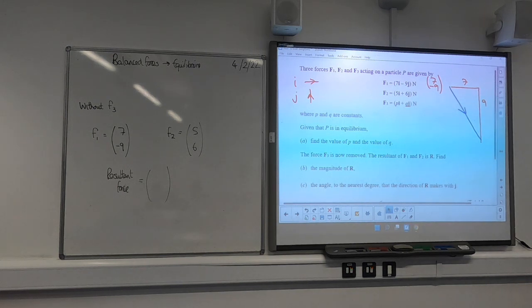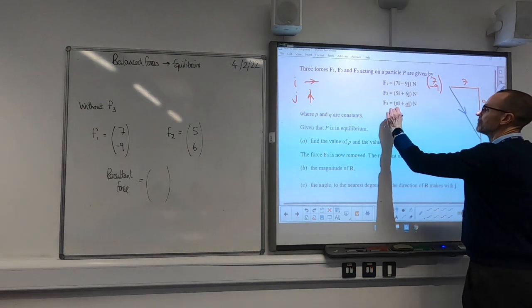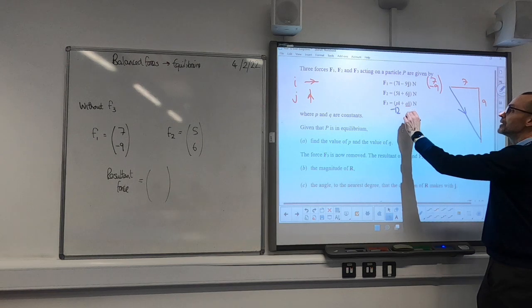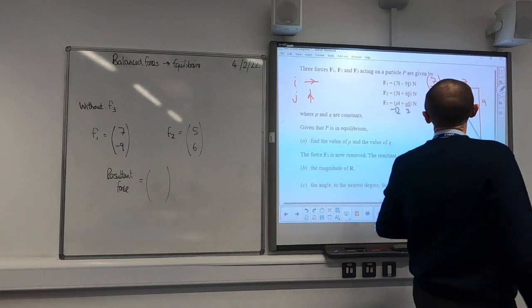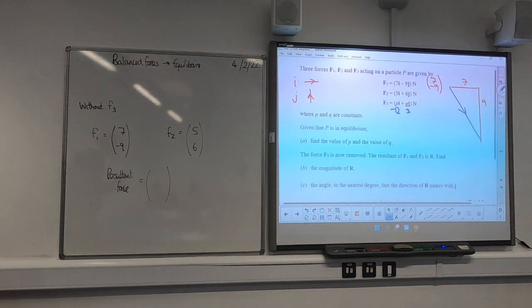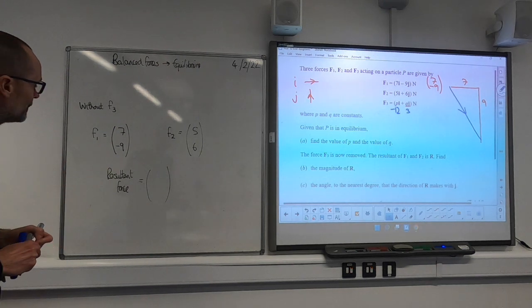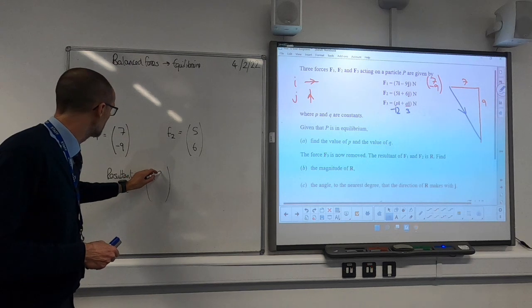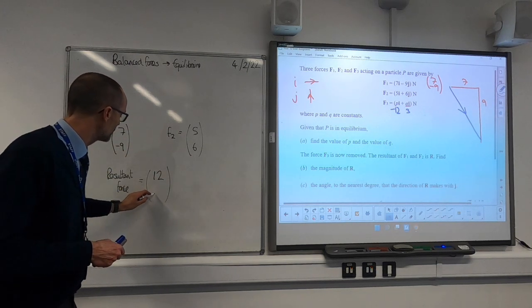Right, so P has to be minus 12 and Q has to be 3 in order for those to be 0. Then if you take away F3, we've no longer got equilibrium. So this is the first and only time we're going to meet that this lesson. It means the resultant force: just add the 2 horizontal components, add the 2 vertical components.